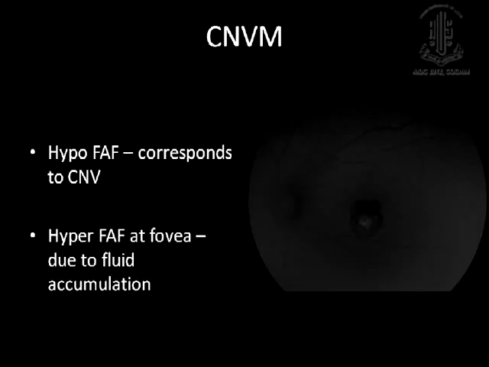So here we see an area of decreased autofluorescence, but in the center you see an area of increased autofluorescence. This is because of collection of fluid. Otherwise you see decreased autofluorescence in a CNVM.